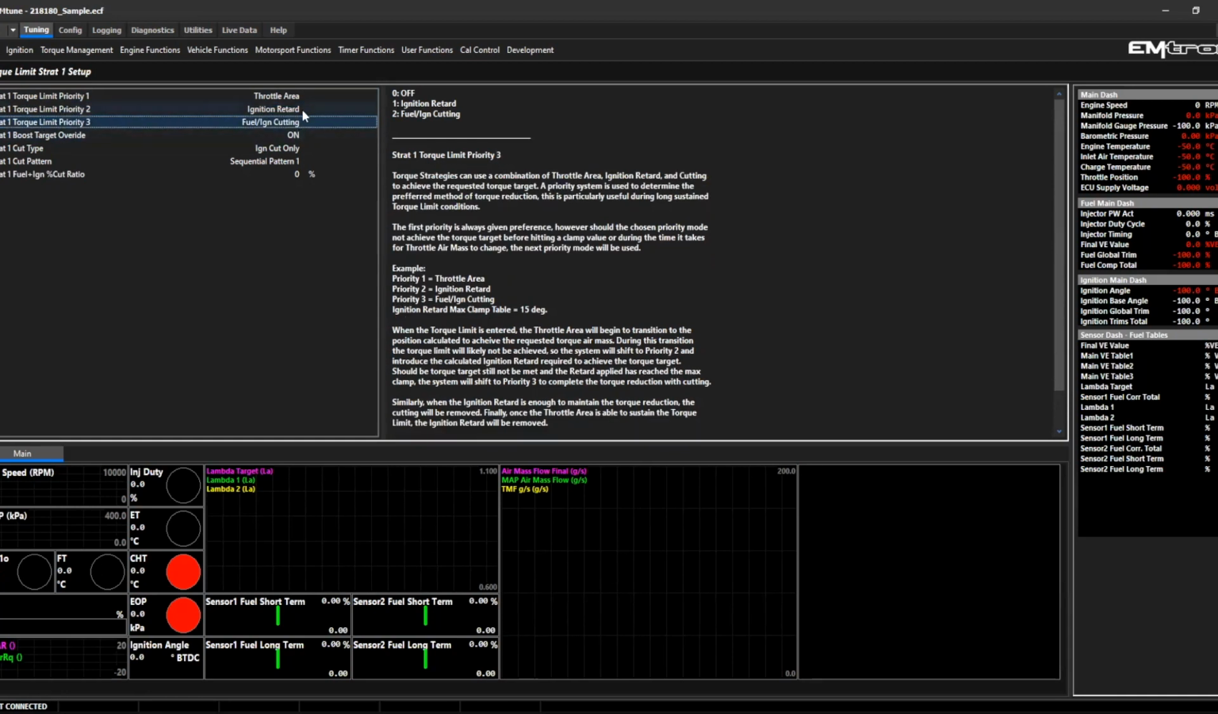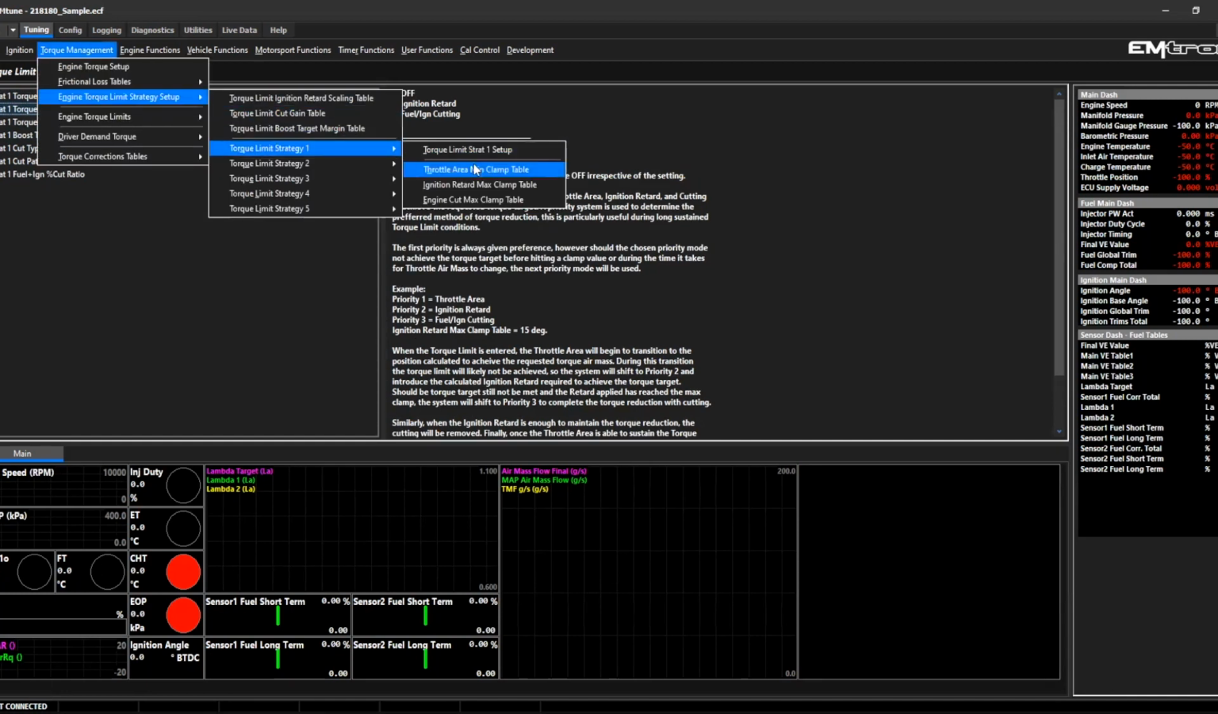Now, how does the ECU decide when to start going to retard? Well, that's dictated by these clamp values. So generally, it's good if you can run a torque reduction system with throttle, and in my opinion, throttle and retard for many times is quite effective.